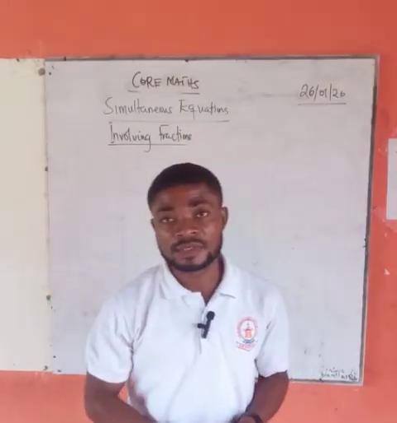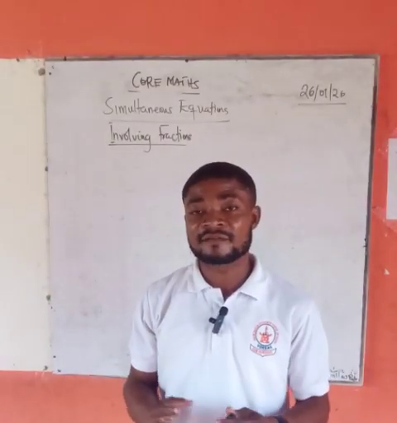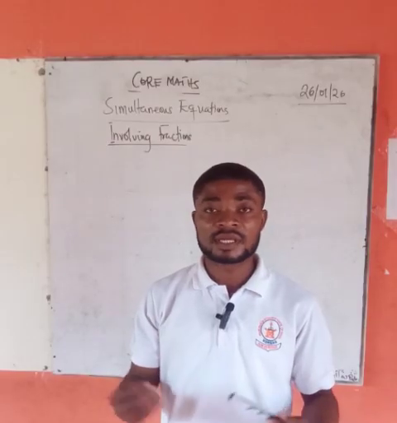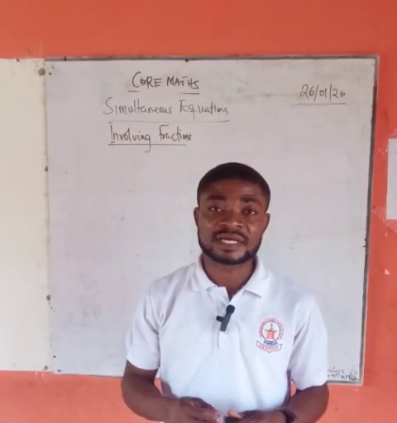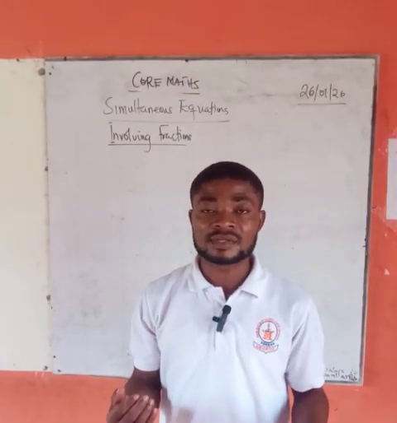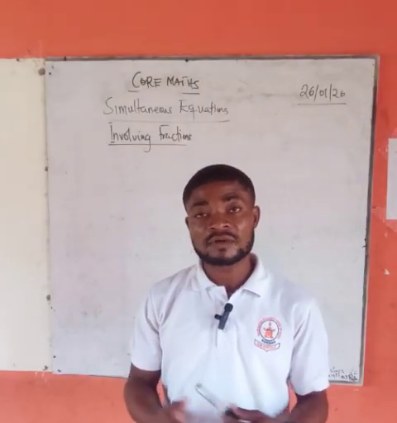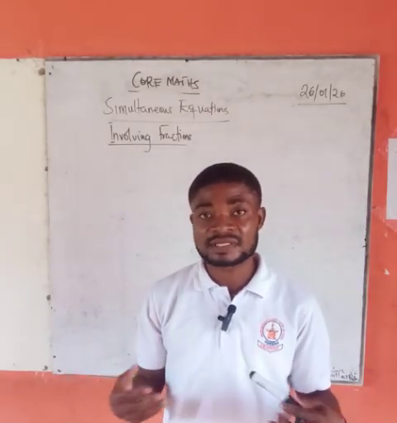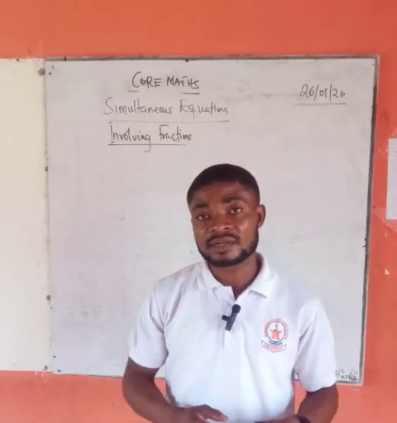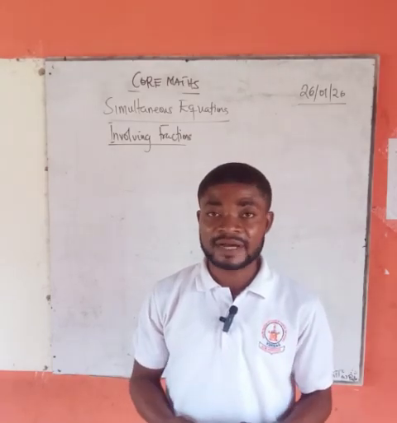Alright, so looking at simultaneous equations that involve fractions, we want to take two or more equations at the same time, whereby one of the equations has a fraction, or both equations, or maybe all three equations have fractions, and then we have to simplify them.